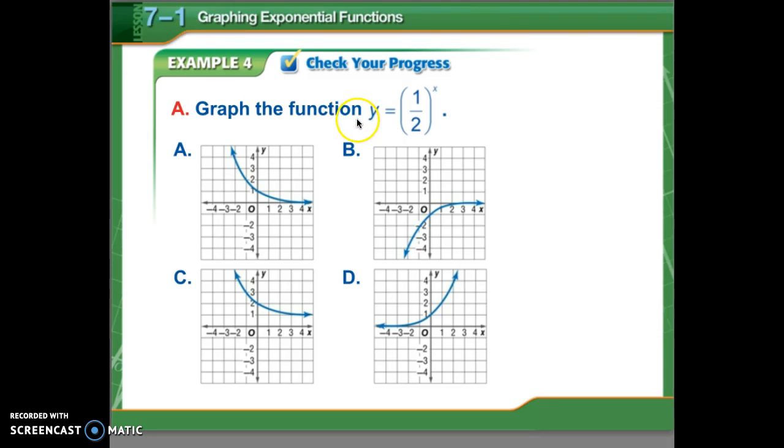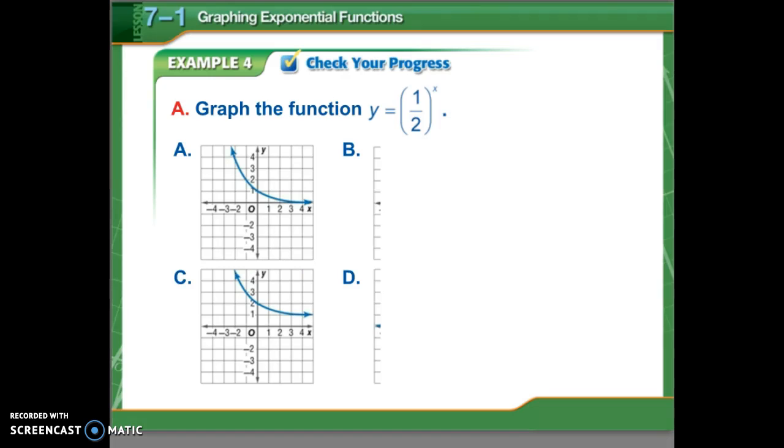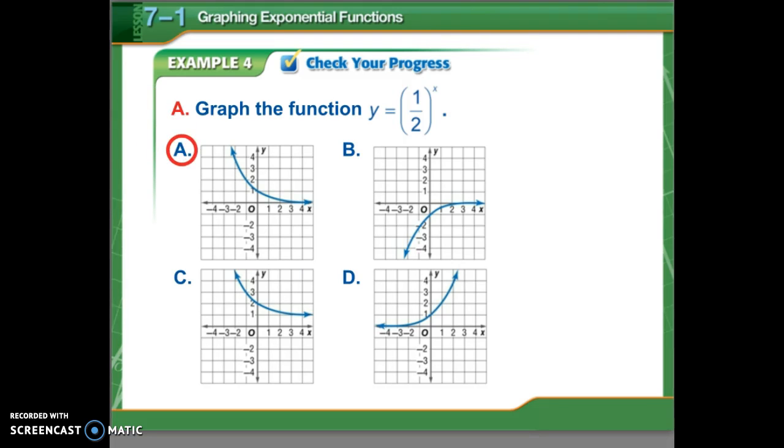Okay, we've got a check your progress problem. You need to graph the function y equals (1/2) to the x. Pause the video, work on your answer. When you have the answer, go on and advance to the next screen. And the answer this time is choice A. You can see that choice A is the only graph that is a decay graph that has range values of greater than 0.